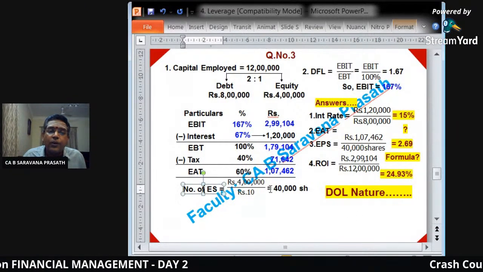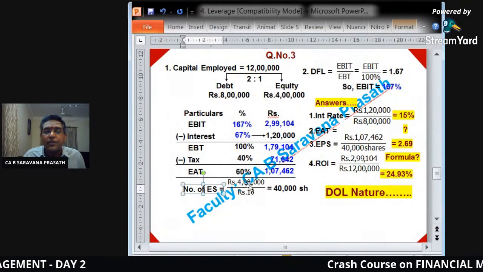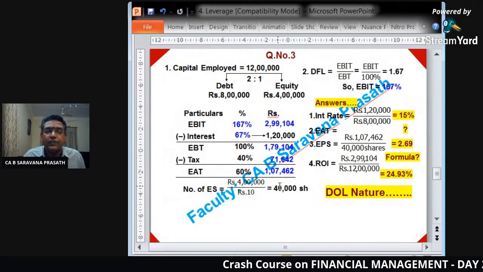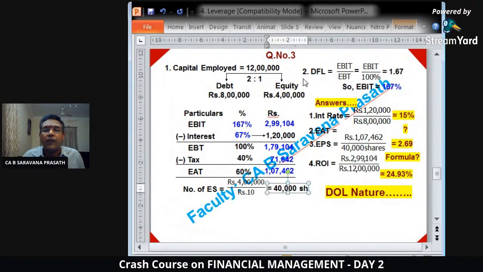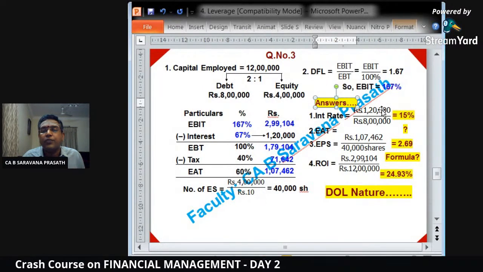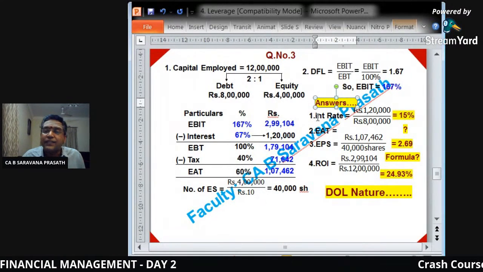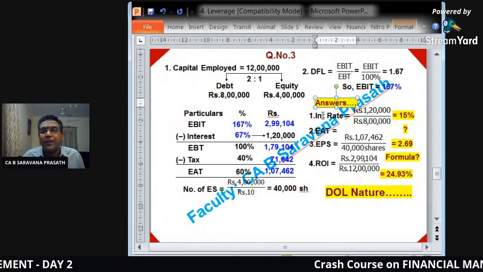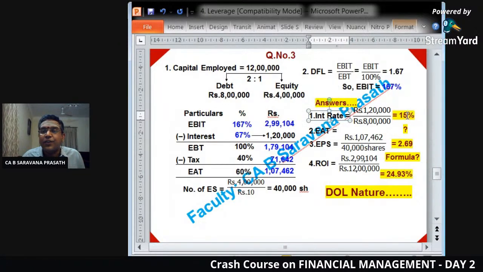I also make one more calculation. Number of equity shares, 4 lakh divided by 10 rupees, 40,000 shares. Now, after doing all this calculation, I proceed to write the answers. As discussed earlier and correctly pointed out by many of you, interest rate is equivalent to 15%.